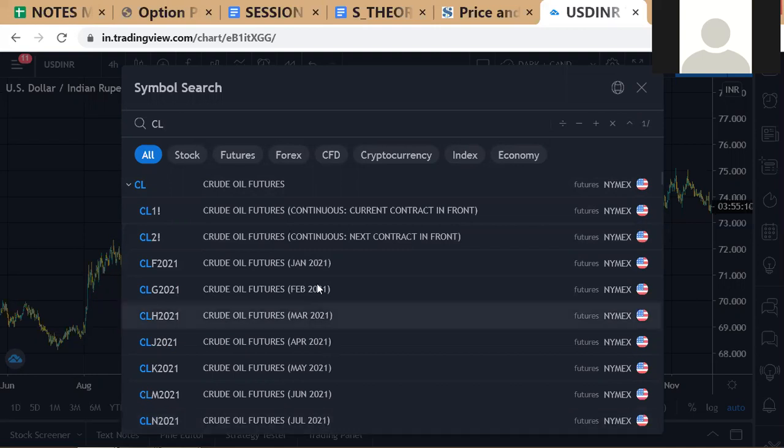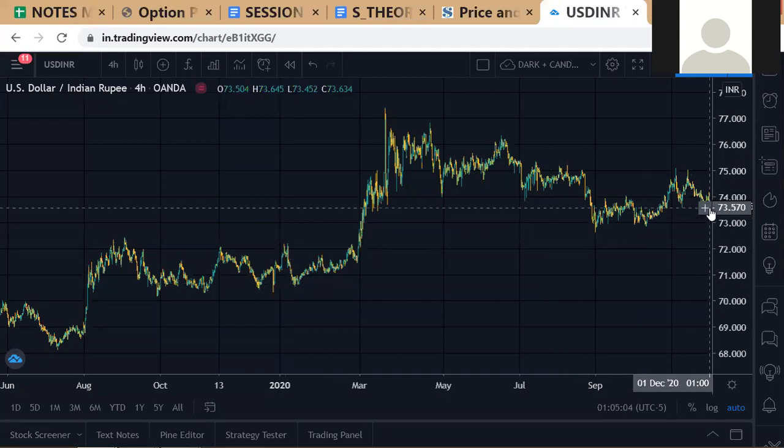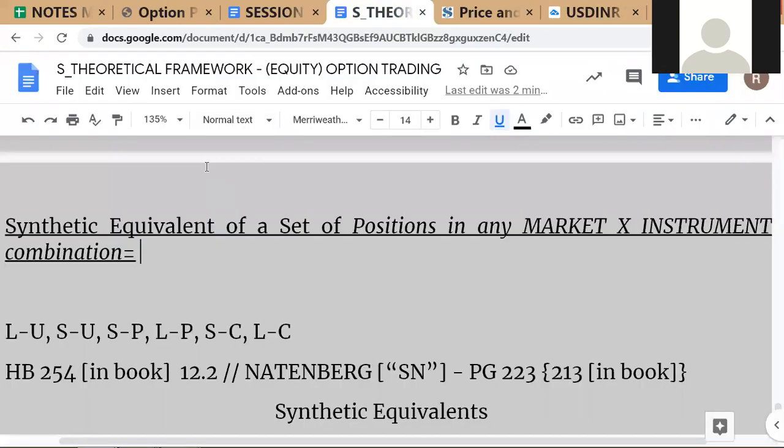So these are all different instruments because the maturities are different. You can track all these different instruments, but whatever price you're looking at is always the price of some market instrument combination. Here, this is dollar rupee spot. So a synthetic set of positions can either be long or short, and they always have to be in some market instrument combination. We say set of positions to include the possibility of more than one position, or even of one position. Synthetic equivalent: now, what is it? What is the synthetic equivalent? We define it this way.